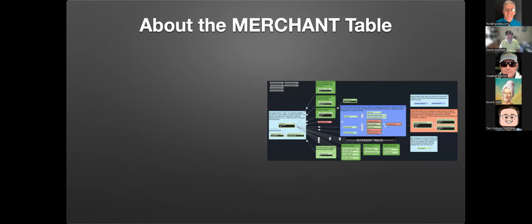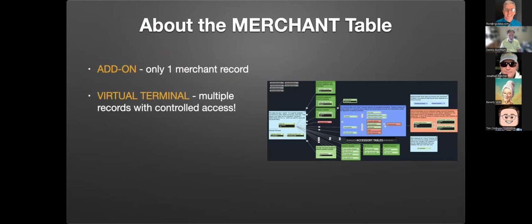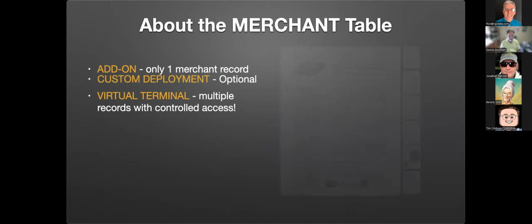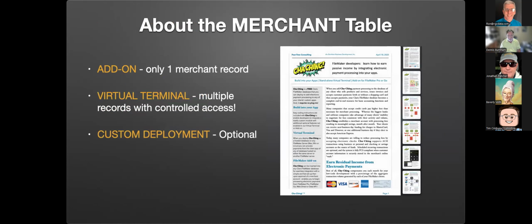Now, this may go through a little bit of cleanup after the Full Access conference. There's some things that may be removed, and I doubt there'll be anything new that's added. When you're using it as an add-on, there's only one merchant record. When you're using it as a virtual terminal, you can have multiple merchant records because you'll be processing from various customers, and everything is optional for when you're doing the custom deployment.